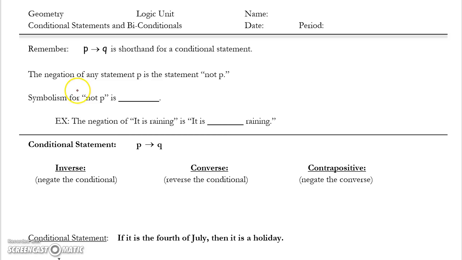For example, if it is raining outside, then I am not going to take my sons to the park. That would be an example of negating a statement, or using the word not. The symbol for not something is this little tilde. It's just the little squiggle. It's kind of like the squiggle that is right above our congruent symbol. So if I wanted to say that something is not going to happen, I would say not P with this symbol. Example, the negation of it is raining is it is not raining. So if my conditional was P, this would be not P.